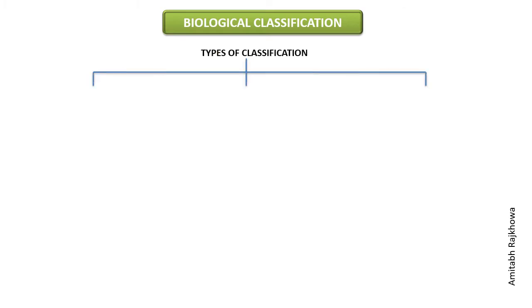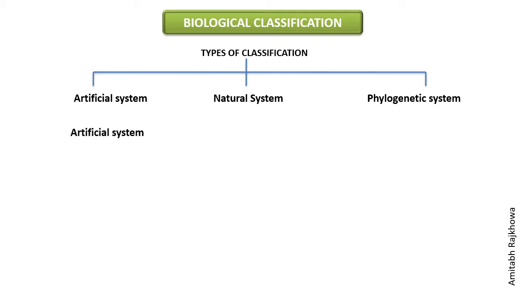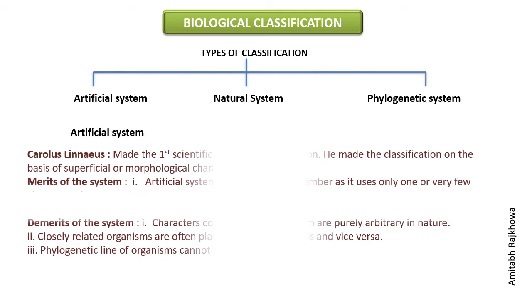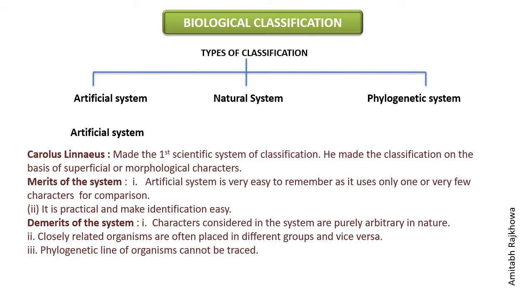There are hundreds of classifications, but in this chapter, we will discuss only three types. These are artificial system, natural system, and phylogenetic system. Artificial system. This is the oldest method of classification. It was proposed by the father of taxonomists, that is, Carolus Linnaeus. He classified the living organisms on the basis of external or superficial characters. It is the most simple system of classification, but has some drawbacks.